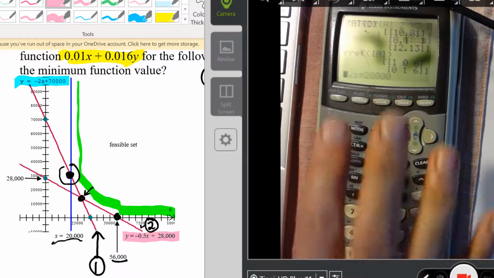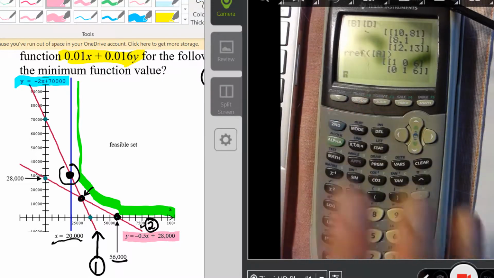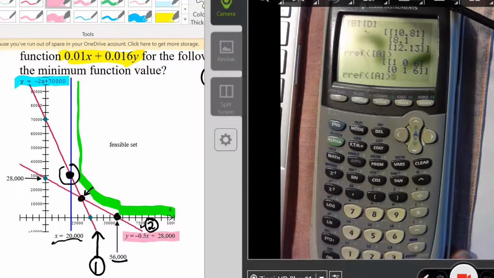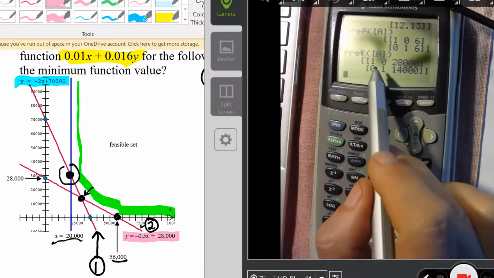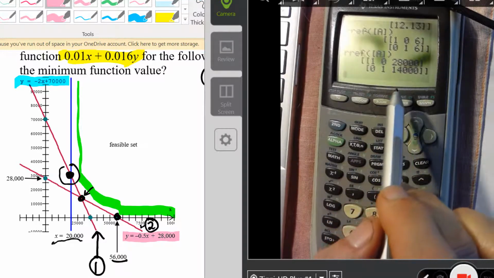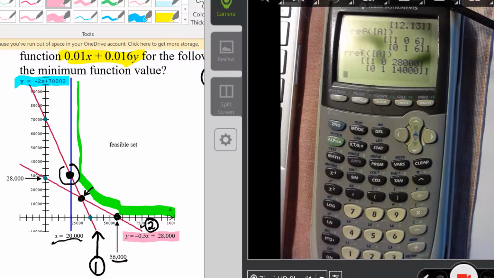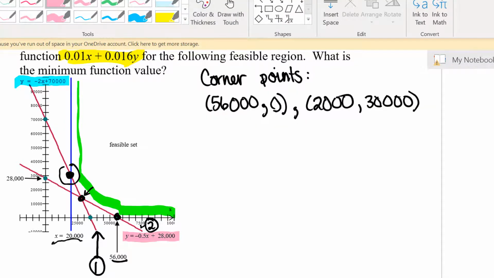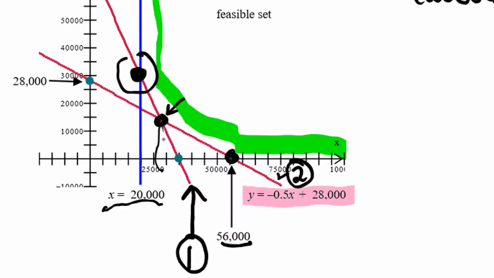And then second, quit, and the last thing I have is reduced row echelon form. So just press second, enter, and then enter again. And we get that x is 28,000 and y is 14,000. Let's look at our graph and see if that seems reasonable. 28,000, 14,000. Okay, so if I look at this point, yeah, 28,000 seems reasonable. 14,000, yep, that seems reasonable.